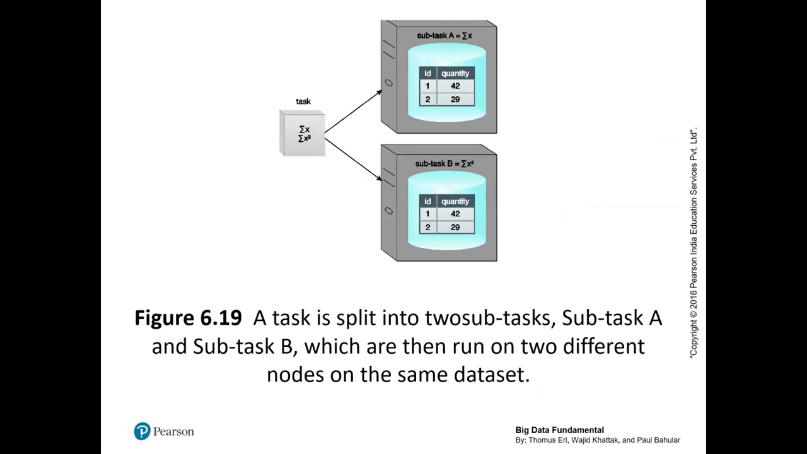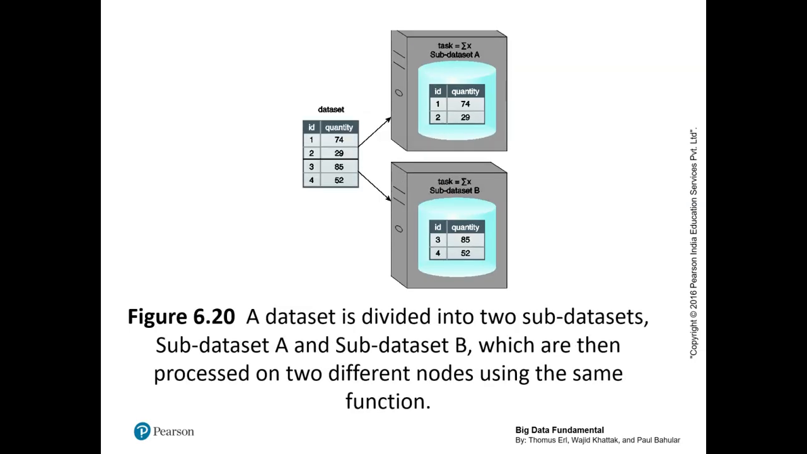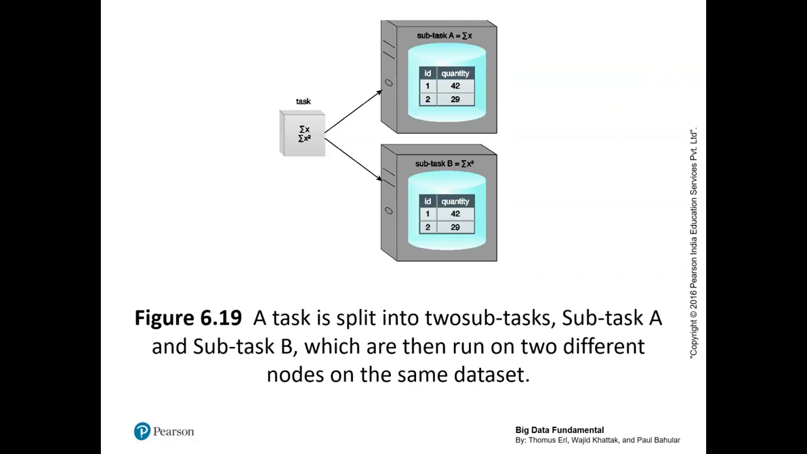This is a further elaboration: a task is split into two subtasks, like task A and task B, which are then run on two different nodes on the same data set. So this is an elaboration of how the same record can be seen on different computers. Now, the data set is divided into two subsets. You can see over here that the data is different. In the previous one, some part of the database is here and some part is here. So this is 1 and 2 and 3 and 4. So this is different. But in the previous one, if you go back, it's the same data, it's replicated.